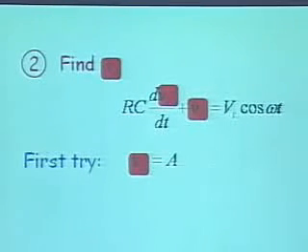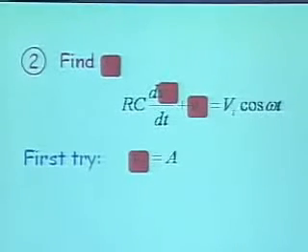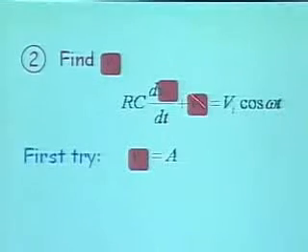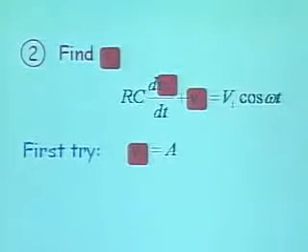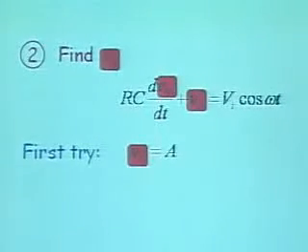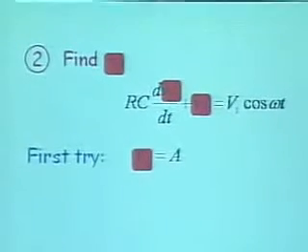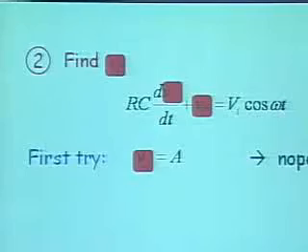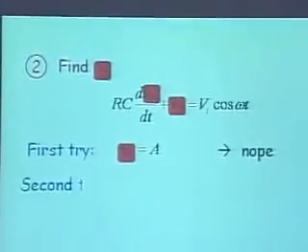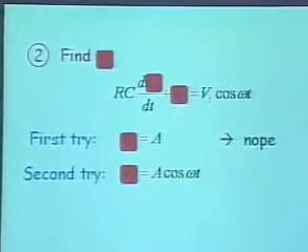Let's try. First try: a constant value A worked before for DC inputs. Let's try that again. If it worked then, it may work now. If I use A, a constant value, and substitute it here, dA/dt goes to 0. VP is A, but on the right-hand side I have VI cosine omega t. So clearly A doesn't work. Sorry, I struck out.